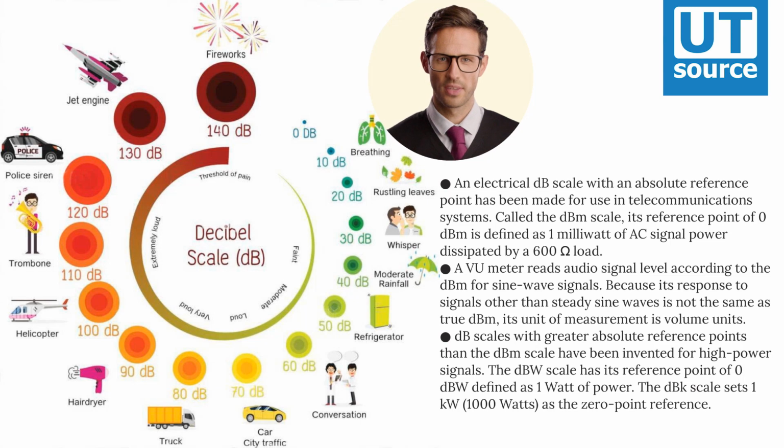An electrical dB scale with an absolute reference point has been made for use in telecommunications systems. Called the dBm scale, its reference point of 0 dBm is defined as 1 milliwatt of AC signal power dissipated by a 600 ohm load.